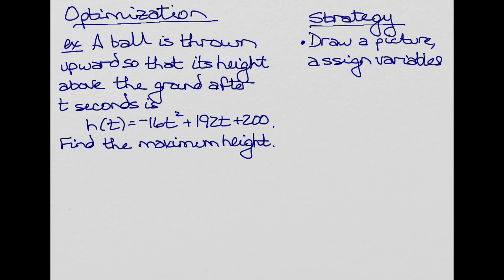I'm going to throw a ball upward, so it's height above the ground after t seconds. So it's going to start somewhere, it's going to go up, it's going to turn around, and it's going to land on the ground. That's my ball. The picture is not particularly helpful in this particular case, but we have a good understanding of the problem now.